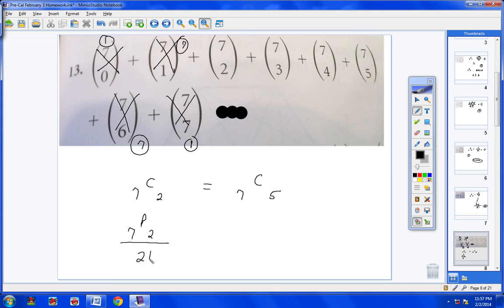permutations over 2 factorial. Now, of course, this means I have 2 blanks because of this 2 right here. And then I have 7 options for the first blank times 6 options for the second blank, and then 2 times 1 in the denominator. Cross off your 2, make it a 1. Cross off your 6, make it a 3. 7 times 3 is 21. 1 times 1 is 1. So 21 over 1 is 21. So put a 21 here and a 21 here.